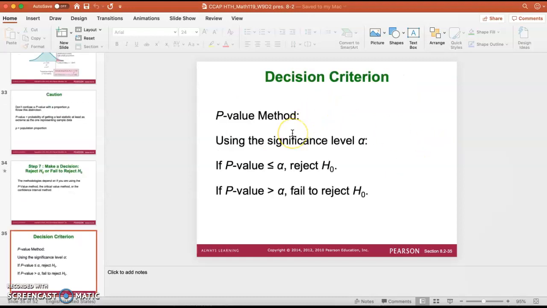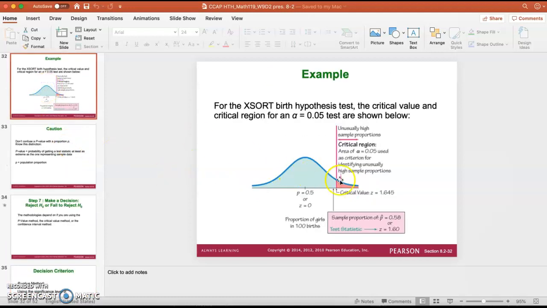So in the p-value method, it's all based on that significance level alpha. If your p-value, that probability, is less than or equal to alpha, you reject H0. If your p-value is greater than alpha, then you fail to reject H0. So like in those pictures, if your p-value falls in those red regions, reject H0. If it fell in those green regions, fail to reject H0. So again, reject, fail to reject.